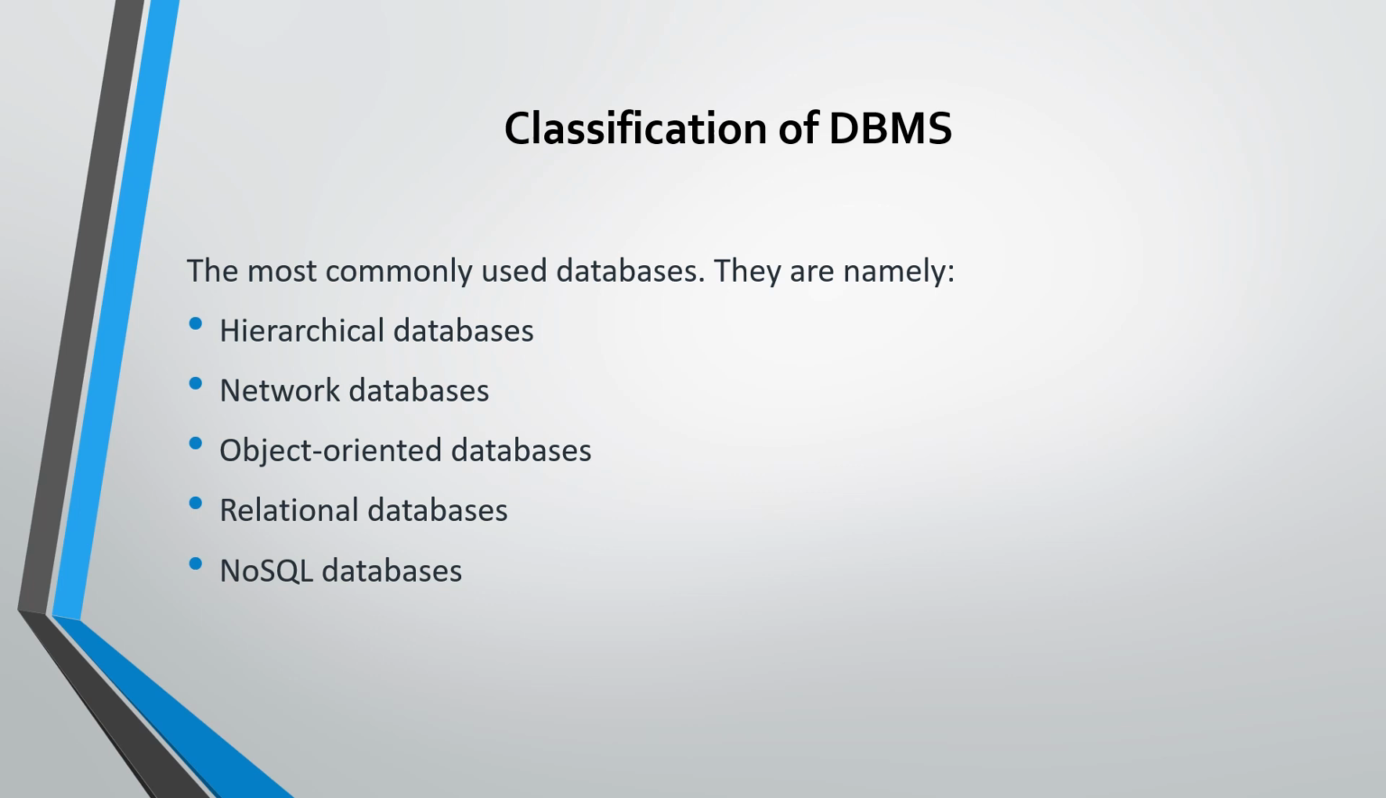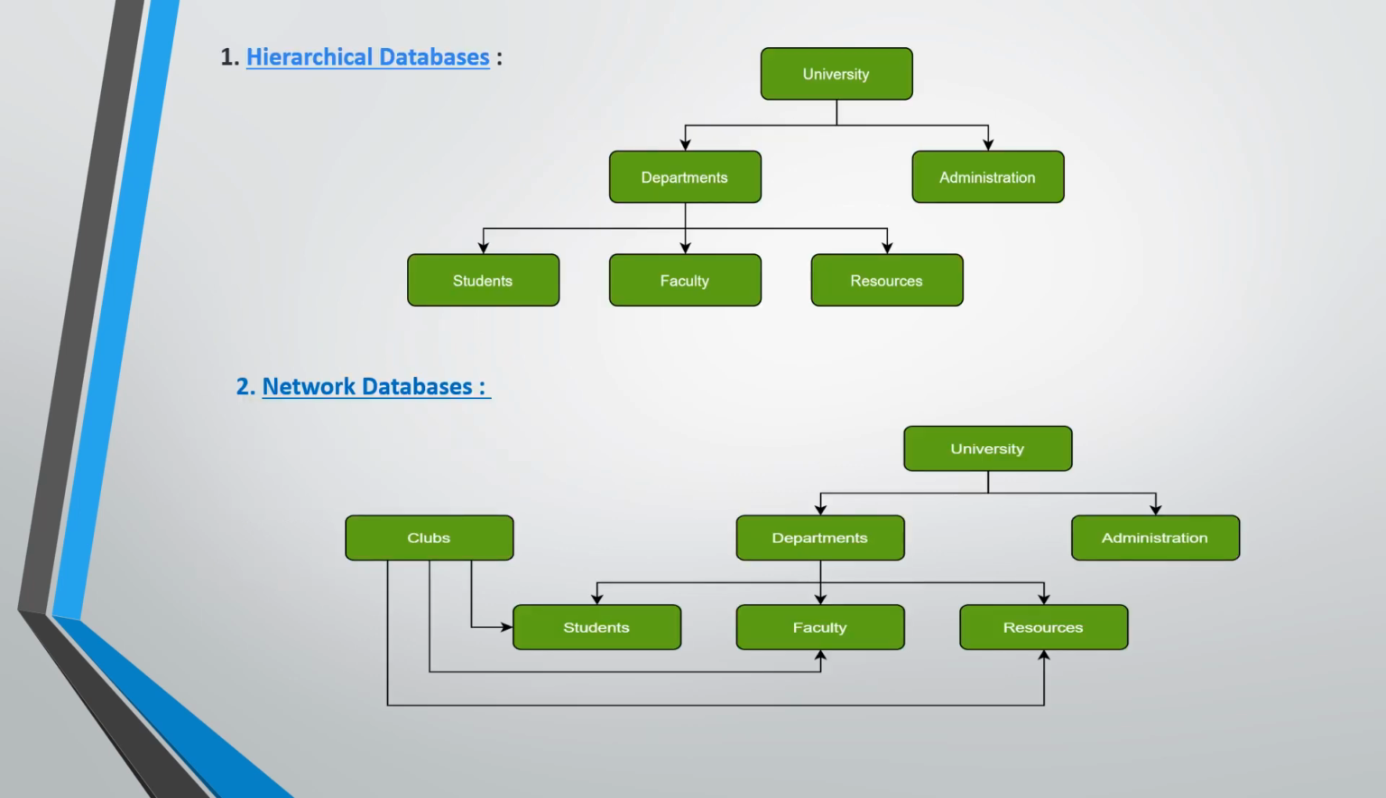The most commonly used databases are hierarchical databases, network databases, object-oriented databases, relational databases, and NoSQL, meaning non-SQL databases. So here, the first category, hierarchical databases. First of all, what does database mean? A database is a collection of logically related data items that can be easily accessed, managed, and also updated. This is the definition of a database.